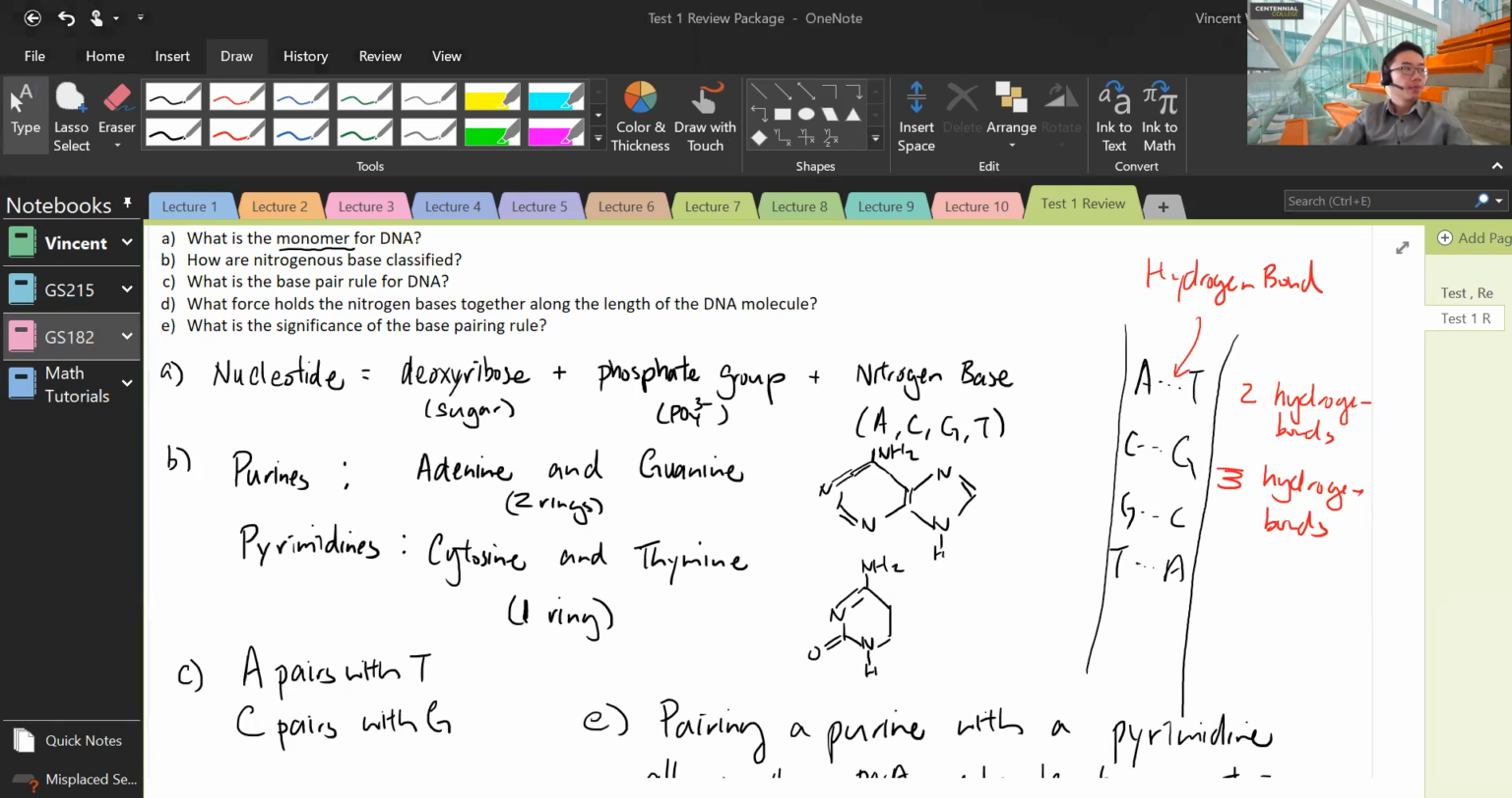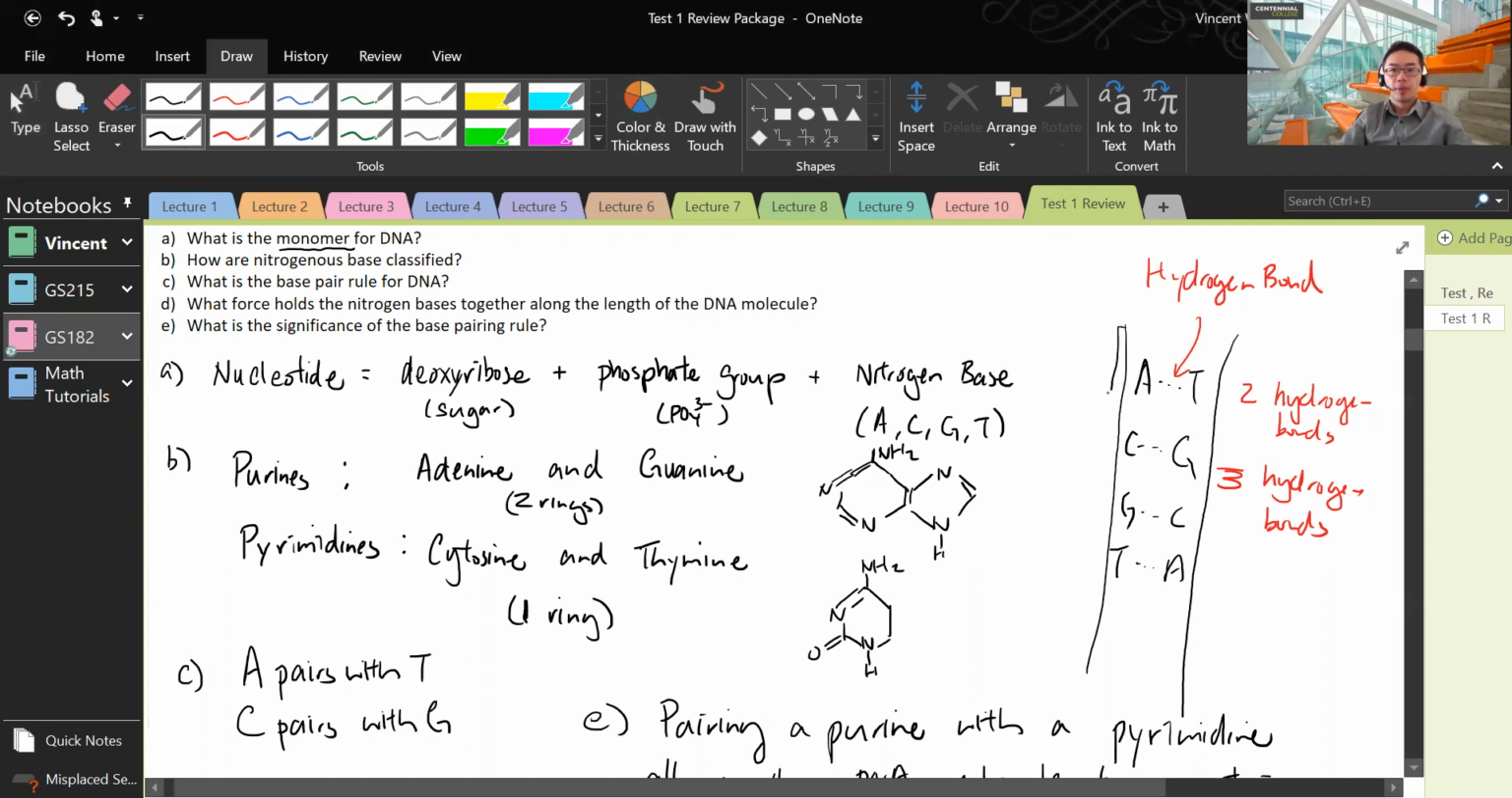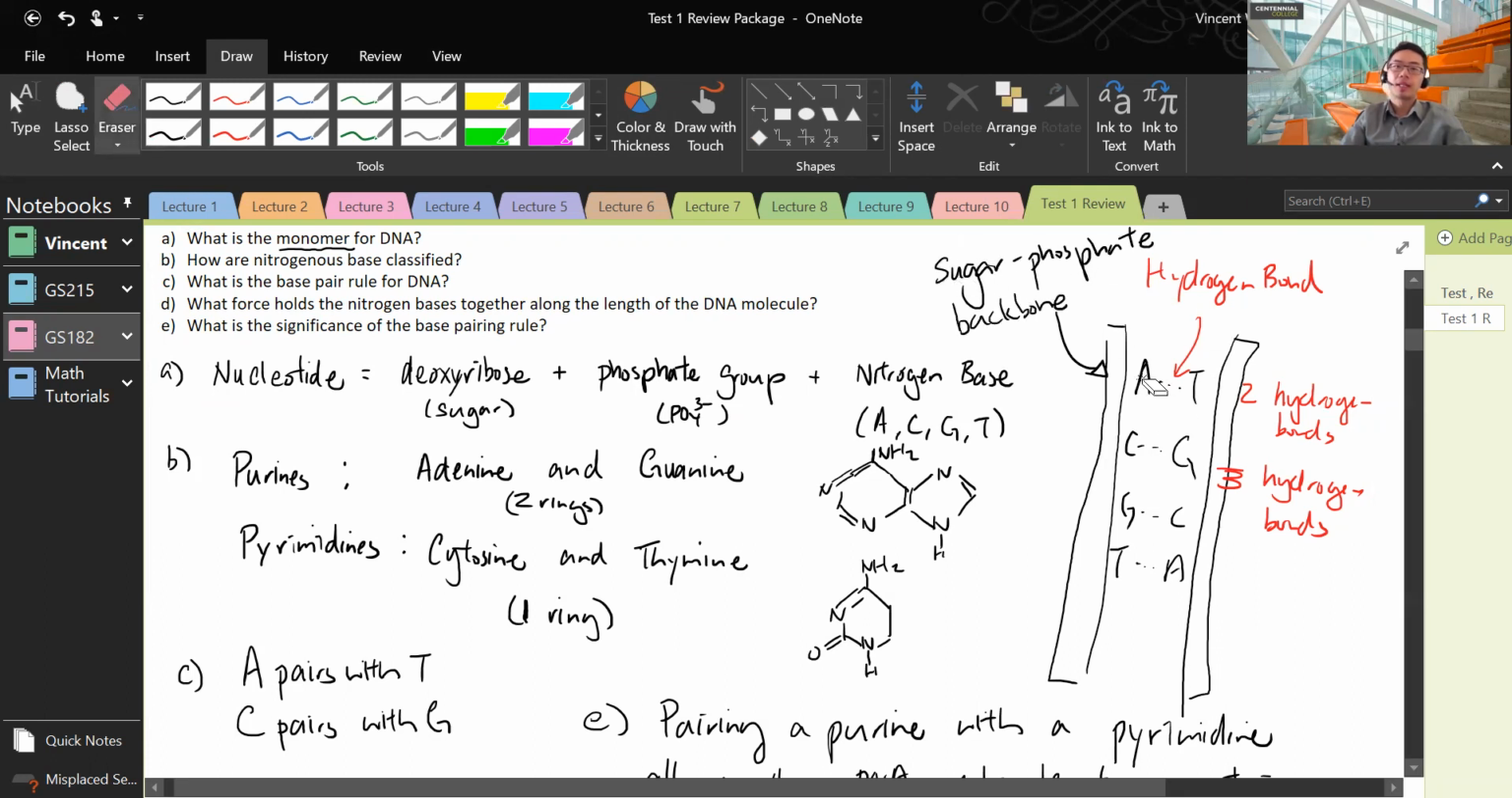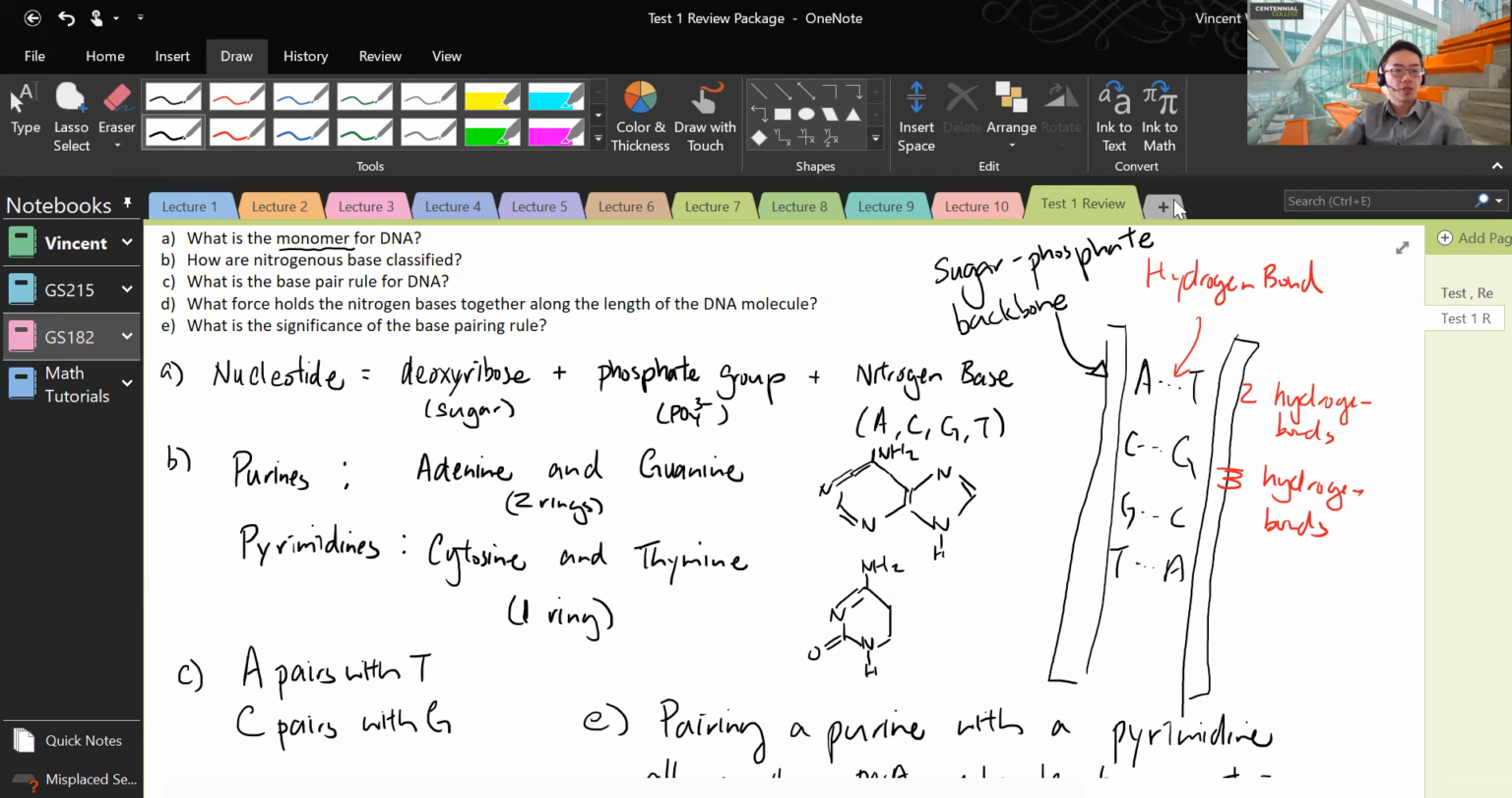Any other question? It's probably worth mentioning at this point that the DNA backbone right here is a sugar phosphate backbone. It's made up of the sugar and the phosphate, and then the rungs of the DNA ladder are made up of the nitrogenous bases. All right.